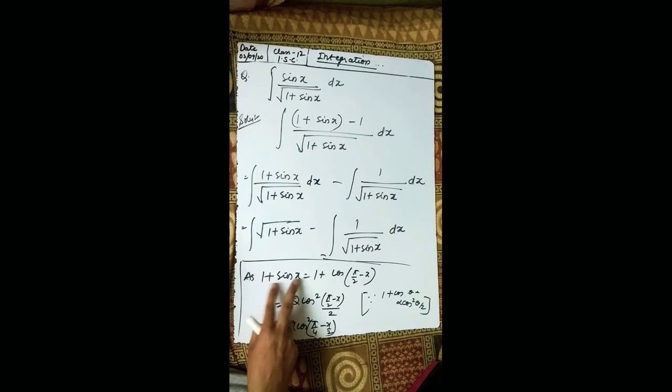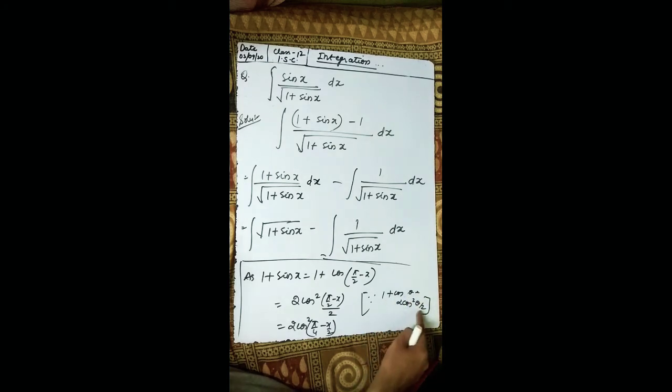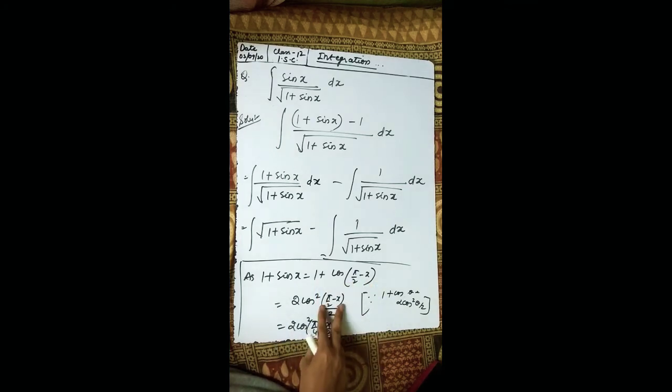1 plus sin x can be written as 1 plus cos of pi by 2 minus x. And as we know that 1 plus cos theta is 2 cos square theta by 2, that is what we are using. Pi by 2 minus x whole upon 2 will give you pi by 4 minus x by 2. So 2 cos square of pi by 4 minus x upon 2.